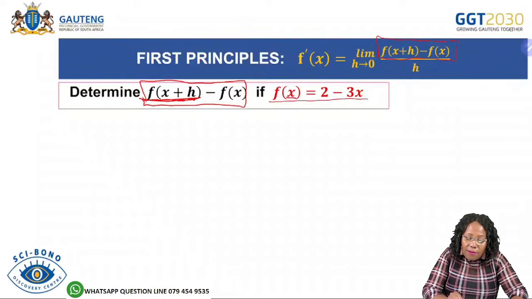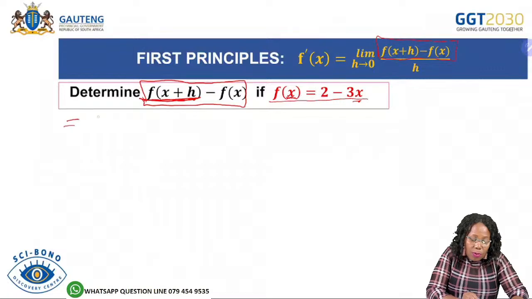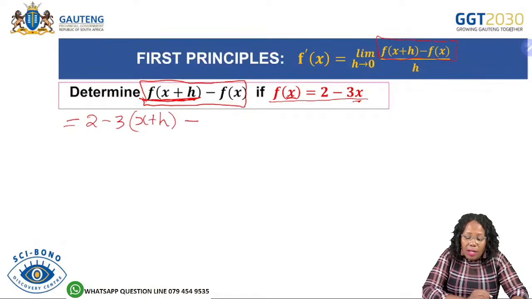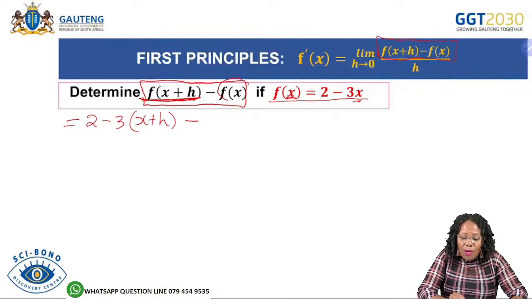For this one, grade 12, to have f(x + h), wherever you have an x, you will substitute with x plus h. So we end up with what? This will be equal to 2 minus 3, and for x we are substituting x plus h, minus the f(x). What is the f(x)? f(x) is equal to 2 minus 3x.